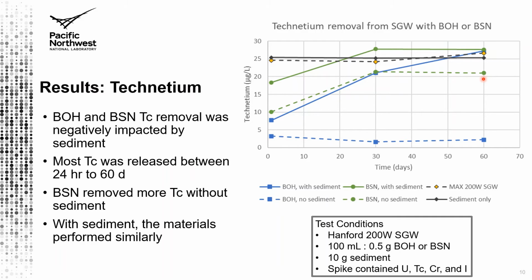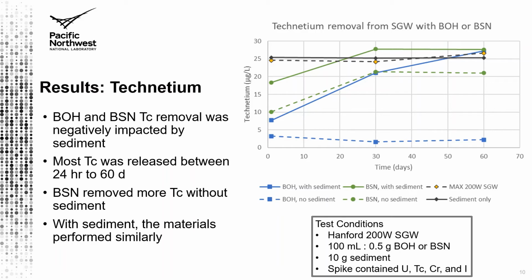Without sediment, the BOH test removed most of the technetium from solution, shown by this blue dashed line, but the BSN did not, even in the absence of sediment. For both materials, the sediment had a negative effect on the technetium removal.